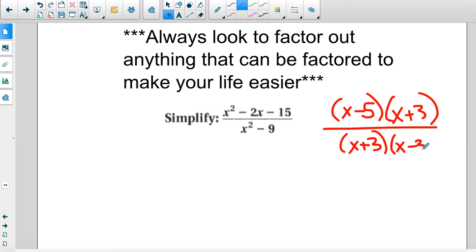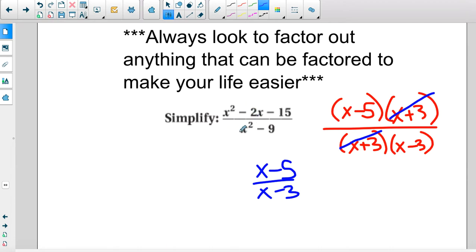Now what I notice is that, great, this and this cancel. It seems like a pretty simple problem. The final answer is x minus 5 over x minus 3. Obviously you can't cancel out the x's, they're stuck there. But this is not the final answer. This is not the same thing as the original thing. And you might say, well, why?